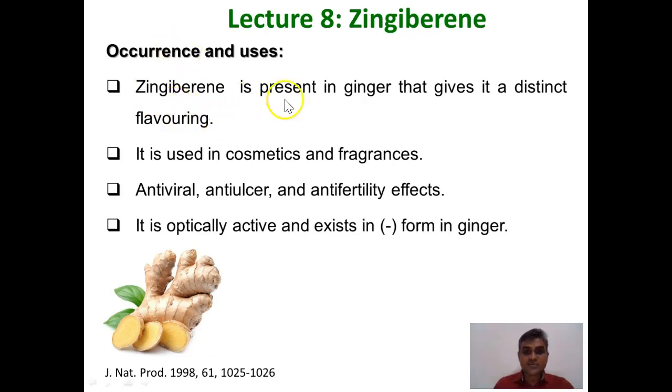The major source of gingiberine is ginger. It is used in cosmetics as well as fragrances. Gingiberine shows various medicinal properties such as antiviral, anti-ulcer, and it also shows anti-fertility effects. It is an optically active compound and it exists in the levo form in ginger.